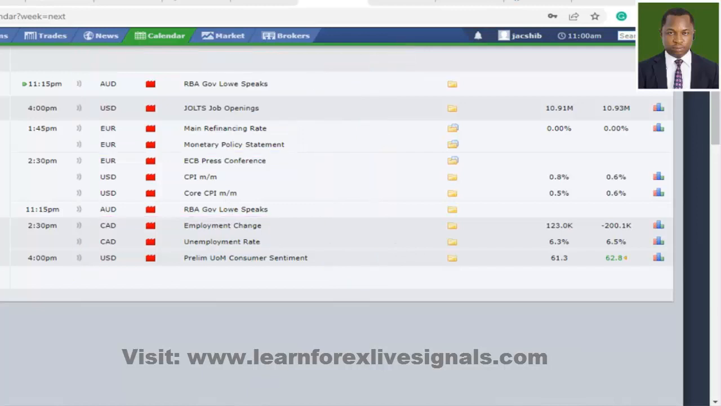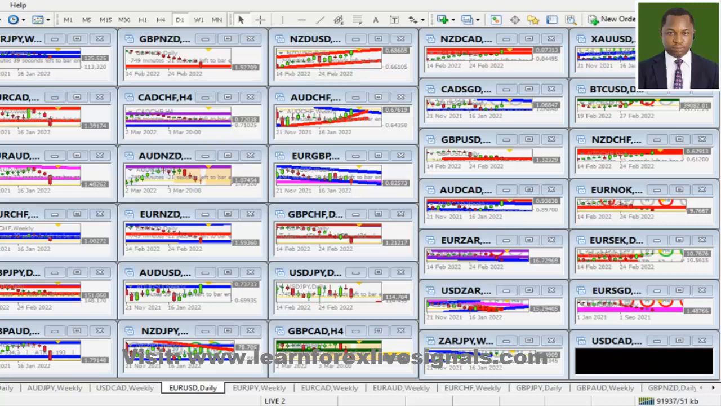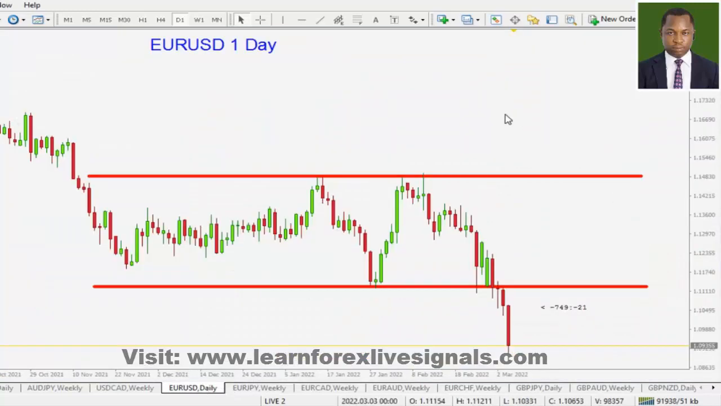Now let's look into the charts. I wouldn't want to waste your time. We know exactly what we are doing, and so we are not going to be wasting our time. Let's look into the euro against the American dollar.